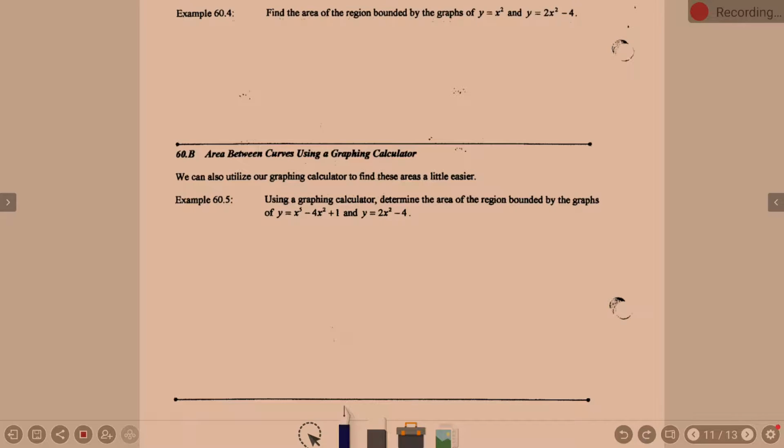Okay. Find the area of the region bounded by the graphs of y equals x squared and y equals 2x squared minus 4. I feel like there's gonna be something wrong. I think it's just hard getting the graph correct, is what I think.